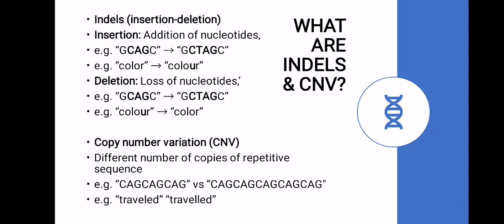For copy number variations, there are different numbers of copies of a repetitive sequence. For example, the CAG can repeat 3 times, and at the same time, it may repeat 5 times, like the one on the right side. For example, in travelers, American versions have only 1 L and the British versions have 2 L's. So there's variation in the number of letters.